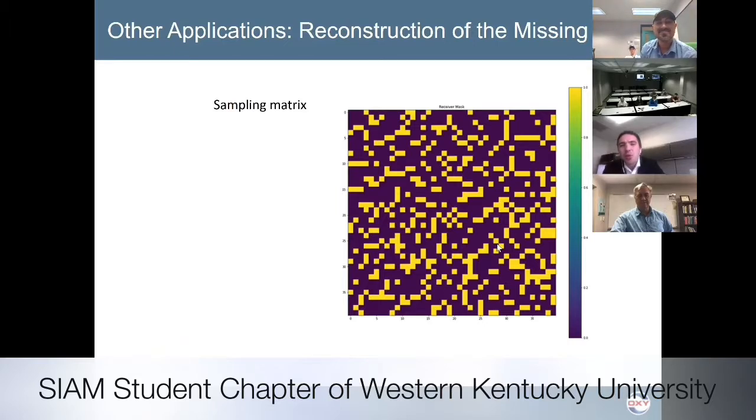So for example, you have a sampling matrix that you know only, say, 30% of the data.